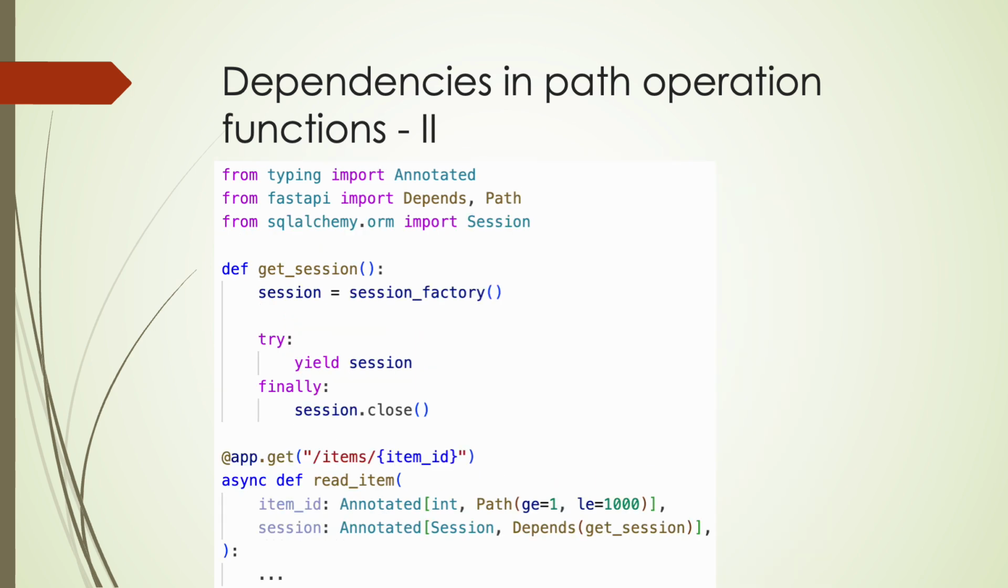As mentioned in the previous example, a dependency function is a regular function that can take all the same parameters a path operation function can take. However, it doesn't have to take any parameters.